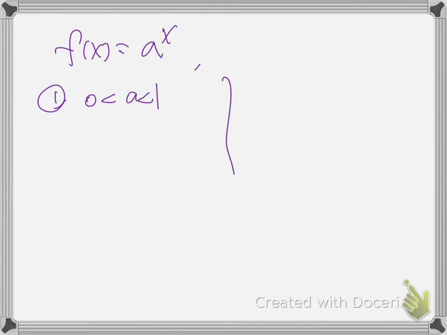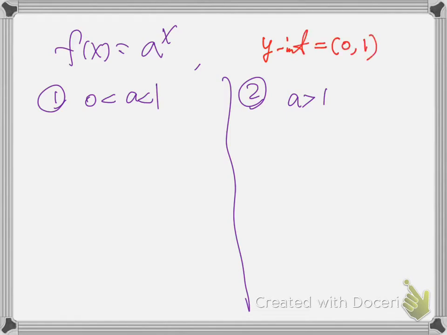Okay, properties. So f of x is a to the x. We'll assume a is positive. First case, if a is between 0 and 1. And second case, if a is bigger than 1. So what's the common part? The common part is the y-intercept. The y-intercept is always (0, 1), because a to the 0 power is 1 for any positive a.